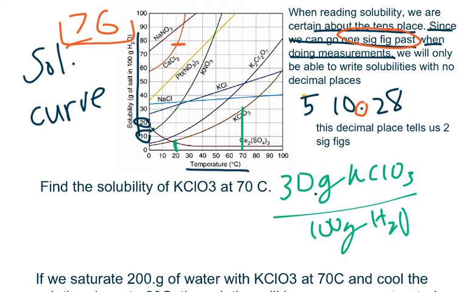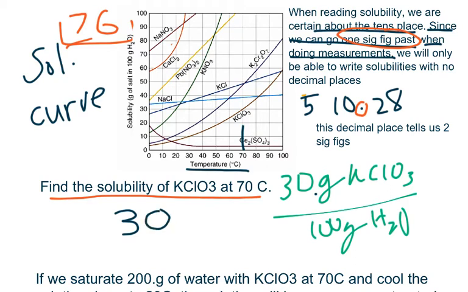The first question states to find the solubility of potassium chlorate at 70 degrees Celsius. So let me erase all the marks and let's read this graph. At 70 degrees Celsius, we see that the KClO3 solubility curve hits about 30. So I'm going to say with certainty that it's going to be at least 3. But I don't know what the ones place is going to be, but since it looks like it hits exactly at 30, then I'm just going to say that the ones place is going to be a 0.